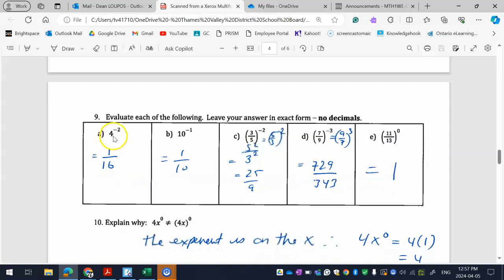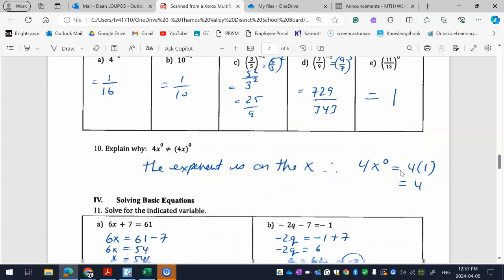Evaluate each of these. So this is 1 over 4 squared, 1 over 16, 1 over 10 to the 1, which is 10. If you have a fraction, you can do this in 2 ways. The easiest way to do it, if you already have a fraction and you have a negative exponent, is just flip that fraction. So instead of 3 over 5 to the negative 2, it becomes 5 thirds squared, and then you square the top and you square the bottom. Okay, so it's 5 squared and 3 squared. Same with this. You're going to flip this, 9 over 7 cubed, and then cube the top, cube the bottom, and anything to the 0 is 1.